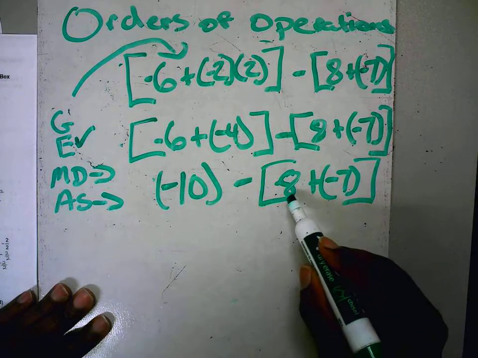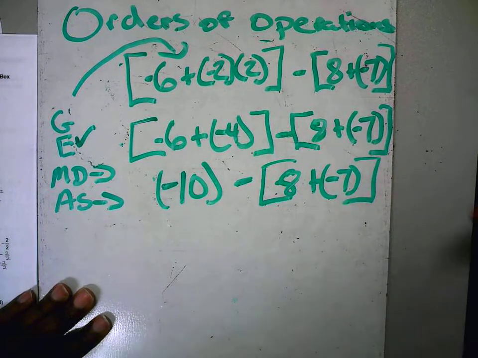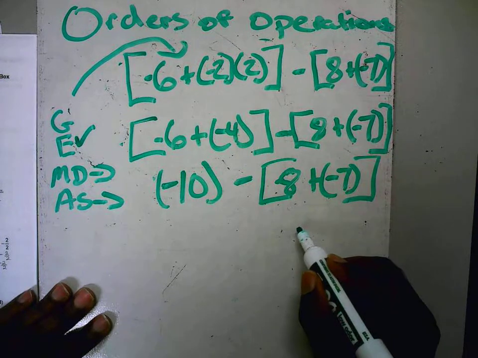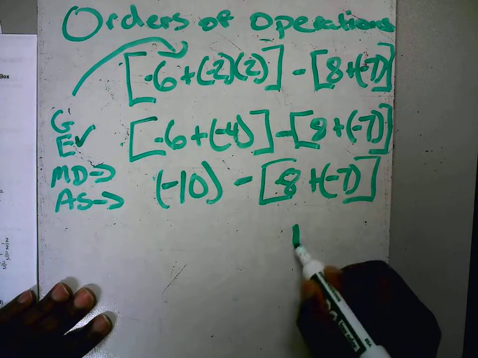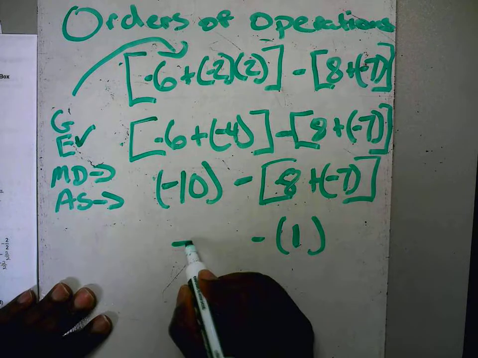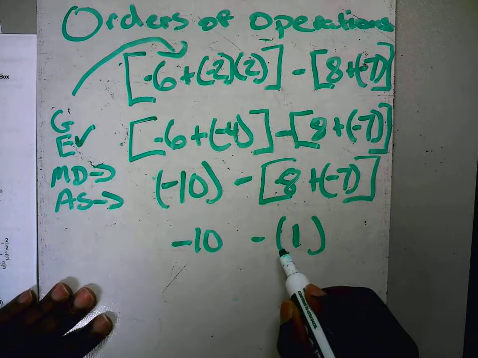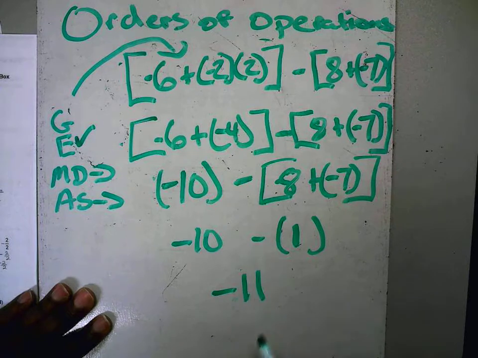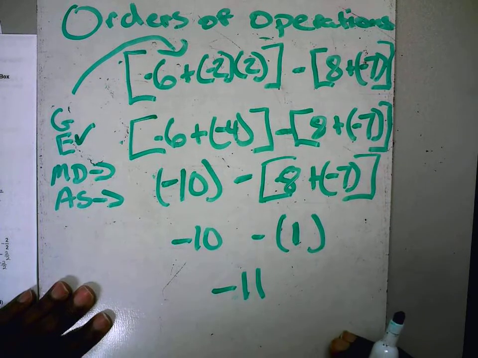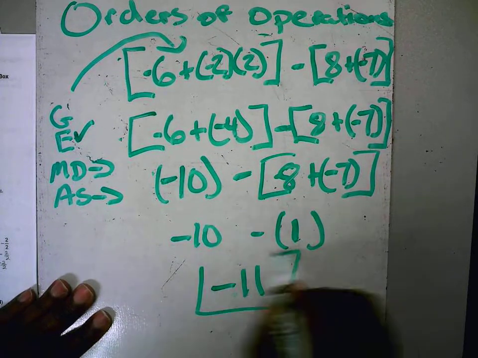Alright, what is 8 plus -7? The signs are different, so we're going to subtract. That's going to leave us with 1. 1 in parentheses. So -10 minus 1, and we get -11. And that's not the answer until we do what? Yes, we have to box it.